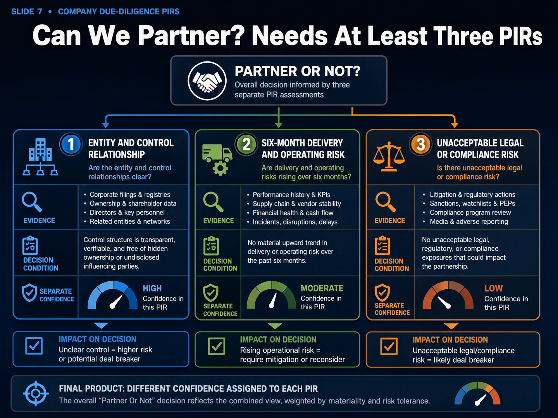"Can we partner with this company?" can begin with 3 PIRs. First, are the entity and control relationships clear? Second, are delivery and operating risks rising over the next 6 months? Third, is there any legal or compliance risk beyond the organization's tolerance? The 3 questions need different evidence and may end with different confidence levels. Entity identity could be confirmed, delivery risk could remain a moderate confidence judgment, and compliance risk could still be inconclusive. The final product does not need to force them into one score.